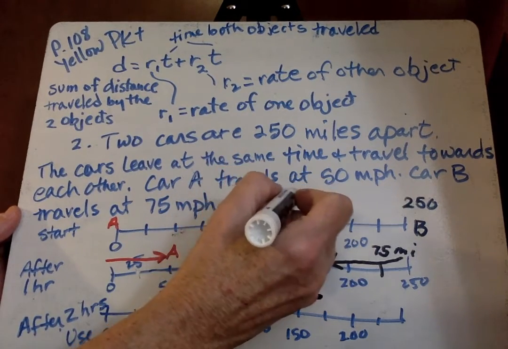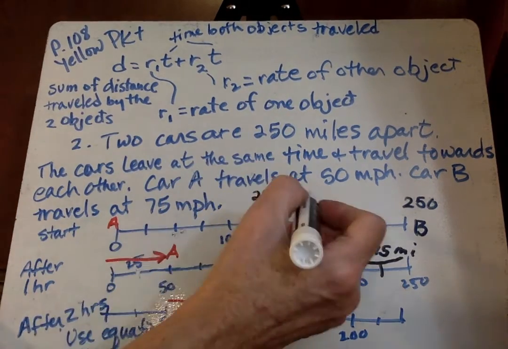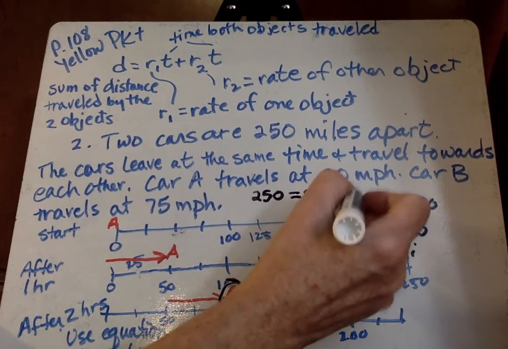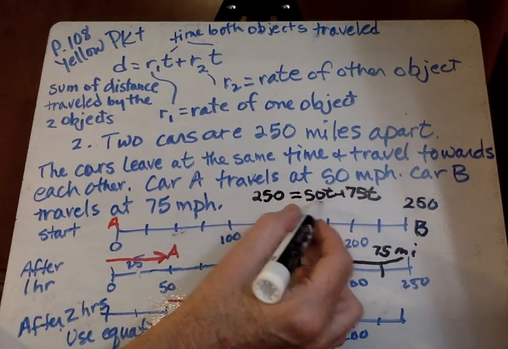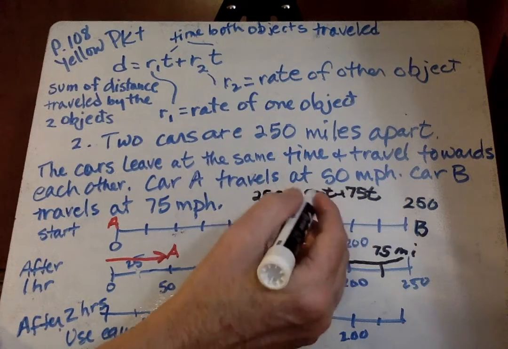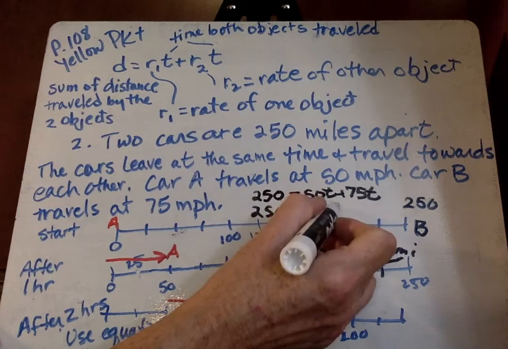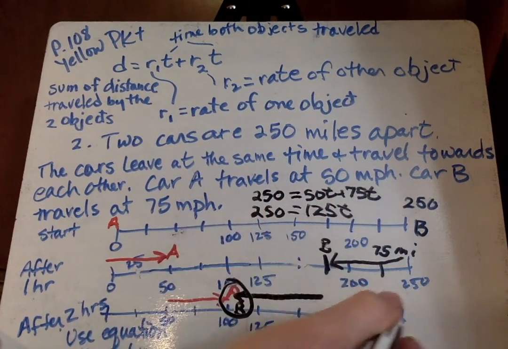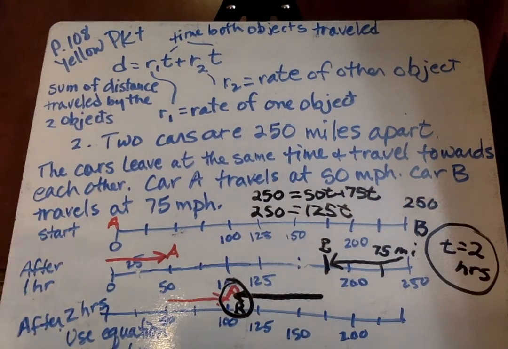250 equals rate of 1, so it's 50t plus 75t. So car A is going 50 miles per hour, car B is going 75. So then we just solve 250 equals, add these together, 125t. And then you divide by 125 and you'll get t equals 2. And then we put our units, t equals 2 hours.